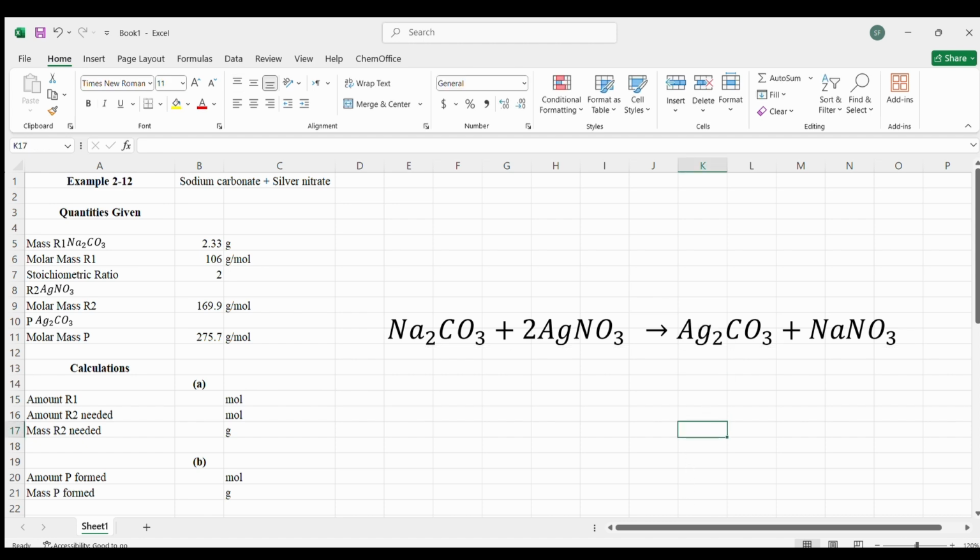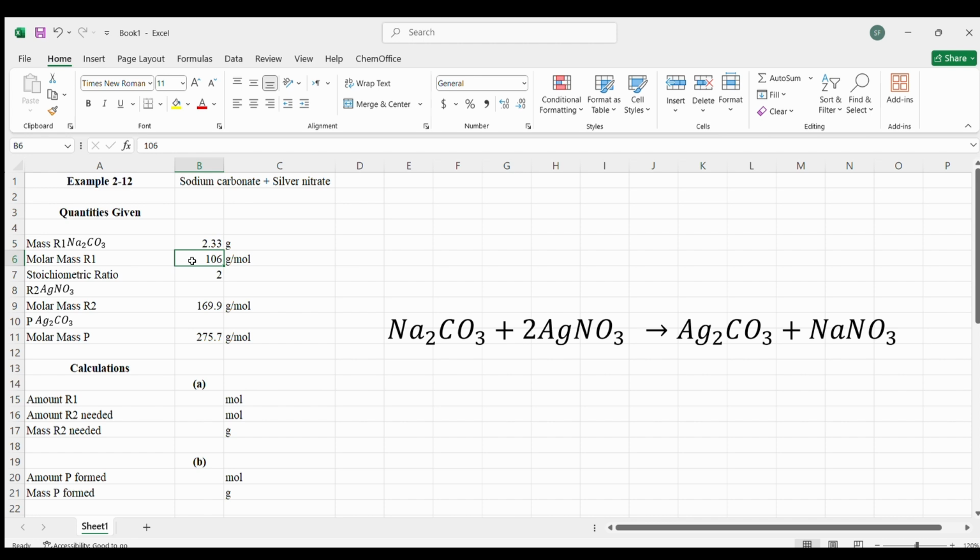Okay, now in the first stage, I have the mass of the first reactant, which is 2.33 grams. Also, I have the molar mass, which is 106 grams per mole.